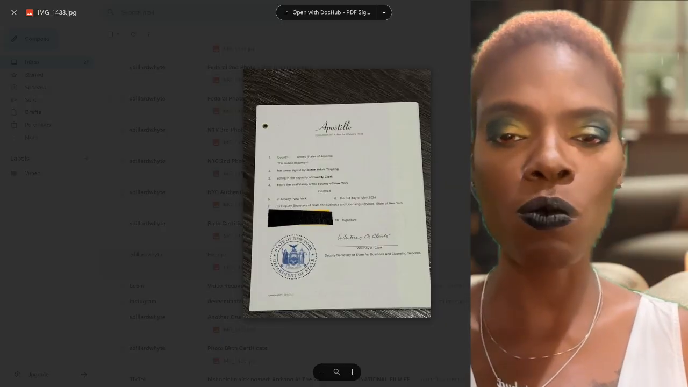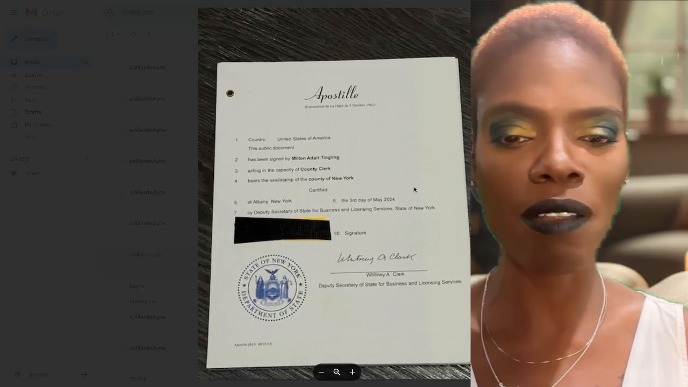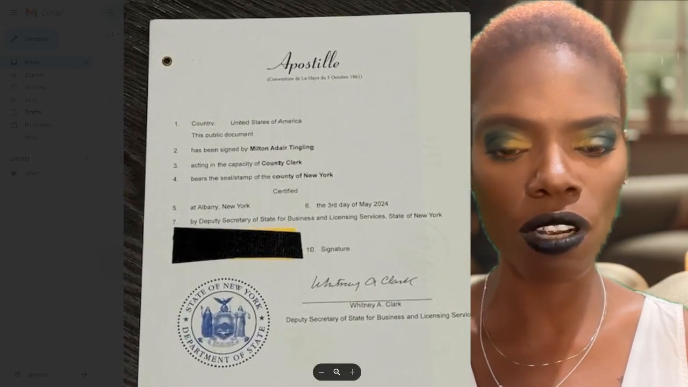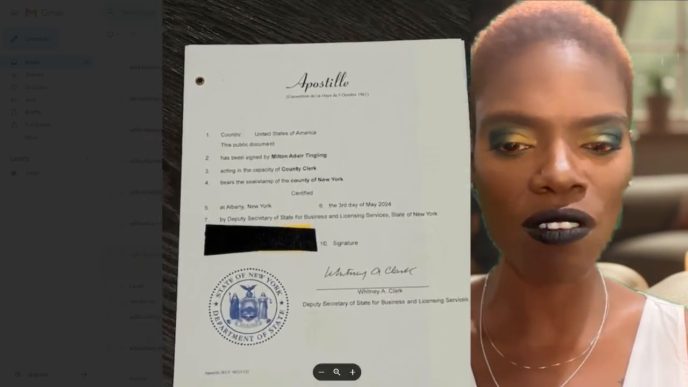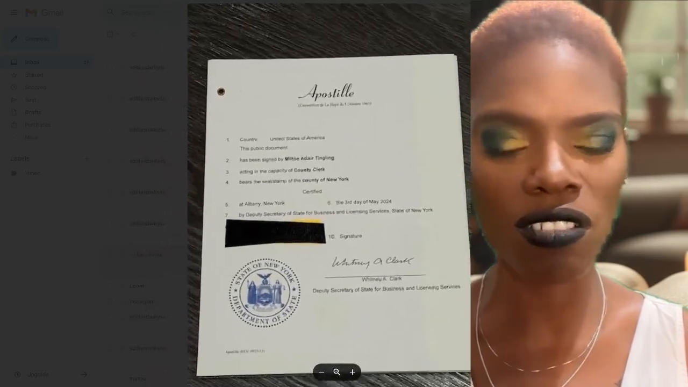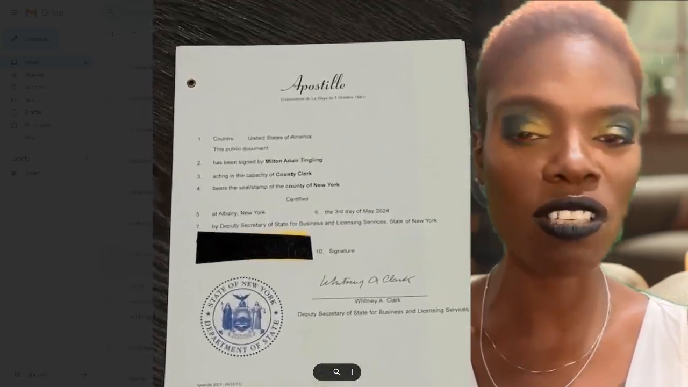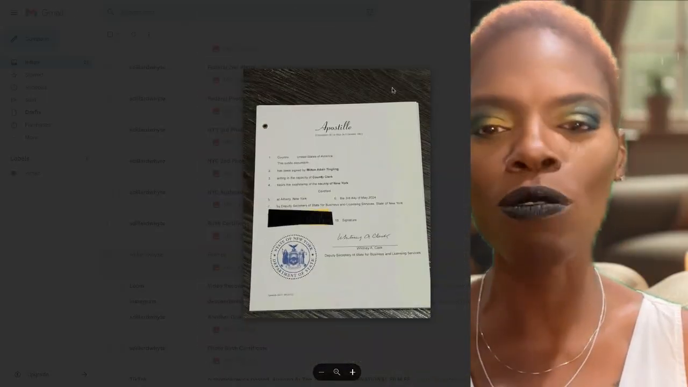So this is what it will look like when it comes back to you in the state of New York. And whatever state you are in, do not alter it, do not write on it, do not touch it, do not change it, do not take it apart, because you're going to send this package right back out, okay?